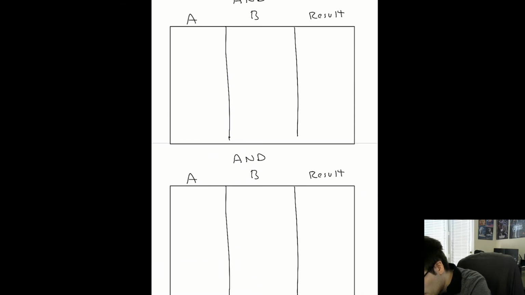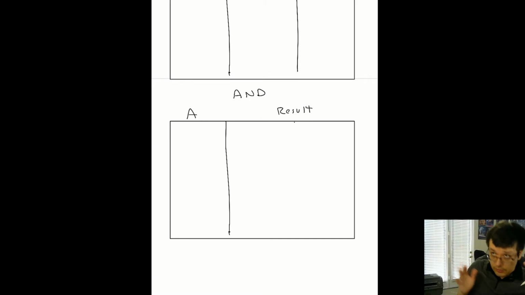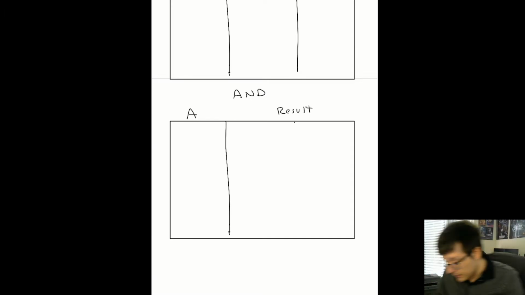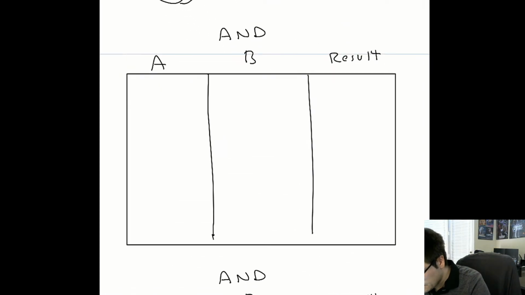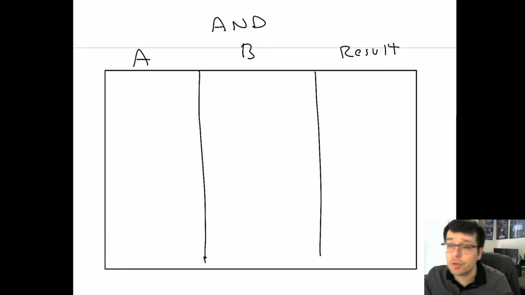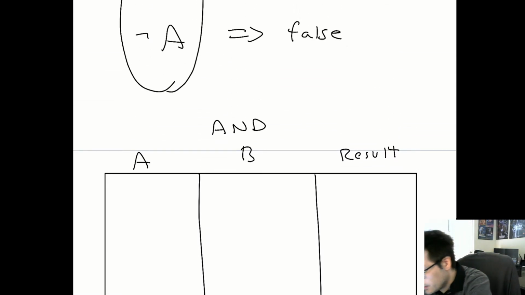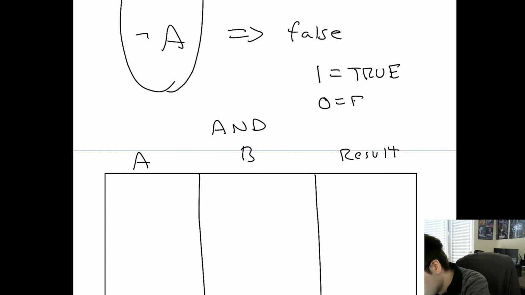Although for the not, you don't really need a B for that, since unlike the other two, it's not a binary operator, it's a unary operator. Okay? We are going to consider the number 1 as true and the 0 as false. Okay? So 1 represents true and 0 represents false.